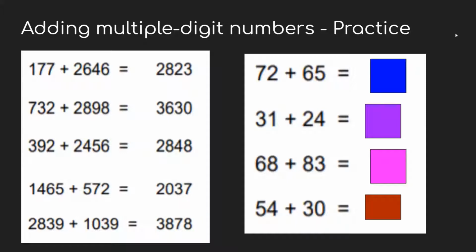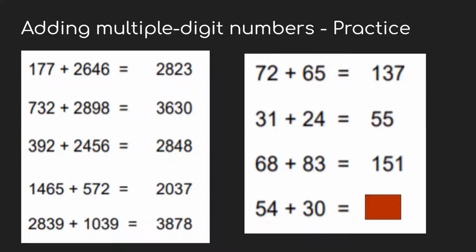Now onto the right side. 72 plus 65 is equal to 137. 31 plus 24 is equal to 55. 68 plus 83 is equal to 151. 54 plus 30 is equal to 84.